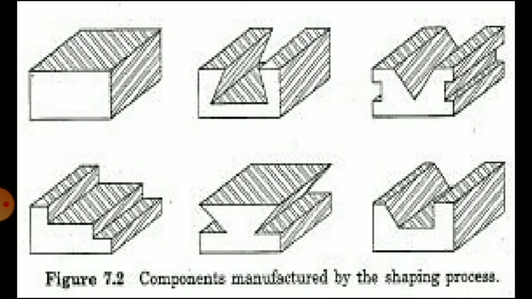So these are a few components that are machined with the help of a shaper or by the shaping process. You can machine vertical surfaces, then angular surfaces, and horizontal surfaces. You can also produce slots, grooves, etc.